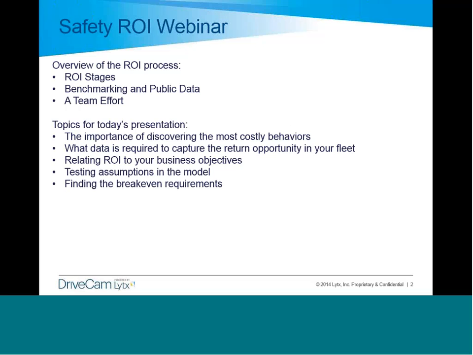So FMCSA has government cost data in terms of accident claims and a lot of other metrics about fleets. You can also find a safety partner that does have a historical benchmark database that will have a lot of cost averages and information to fill in the data gaps that you may be missing when going through the business case process. And then thirdly is a team effort.